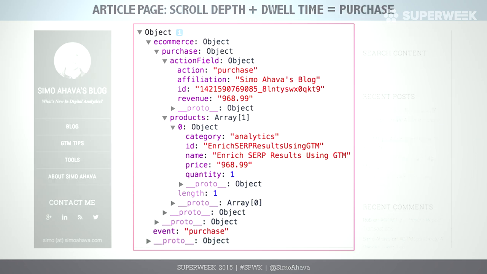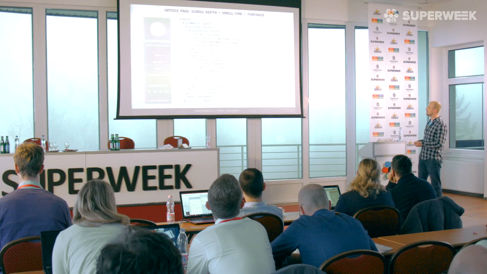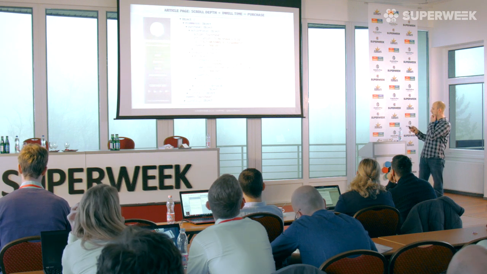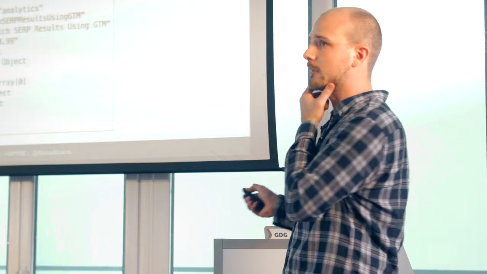And finally, we have the purchase. So we have the revenue for the transaction. The transaction ID, again, completely arbitrary. I use timestamp plus 10 random characters. So I don't use that stuff for anything. Otherwise, it's just your normal purchase data layer object.